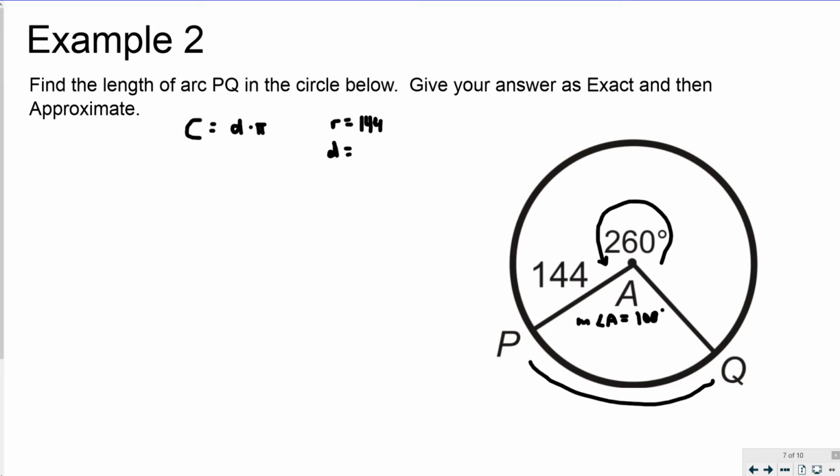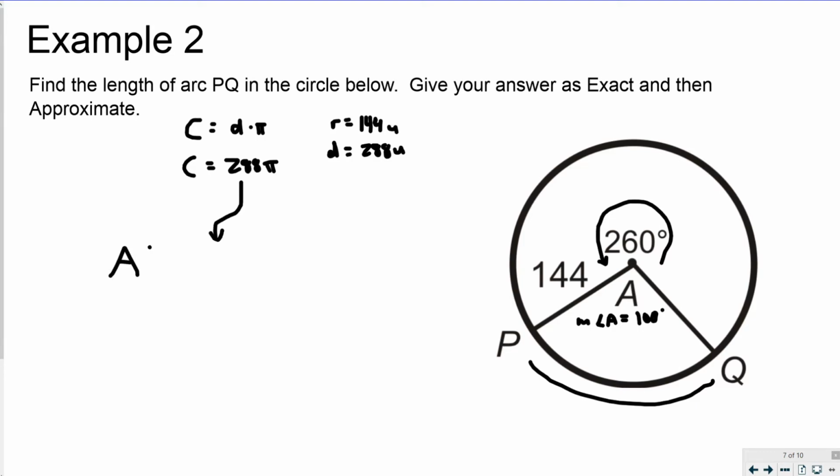So that means that the diameter is 288. And they didn't give me units, so we're just going to stick U for units on there. So that means that the circumference is equal to 288 pi. So then we're going to plug that into our arc length formula.